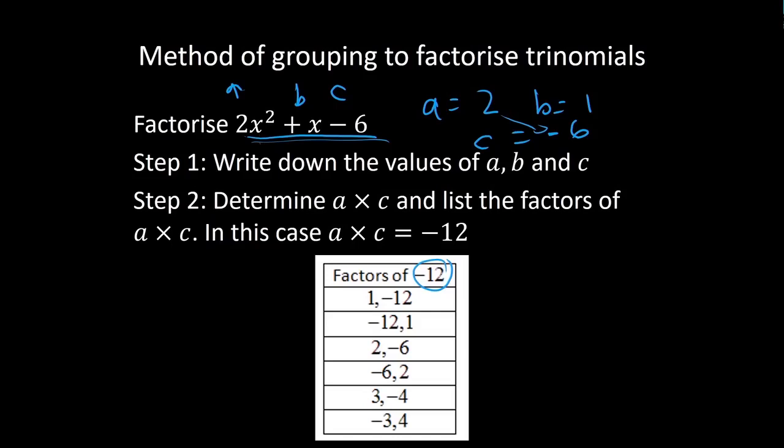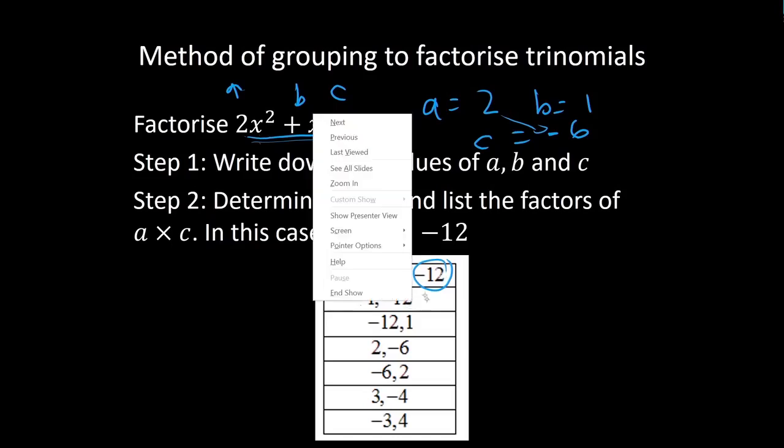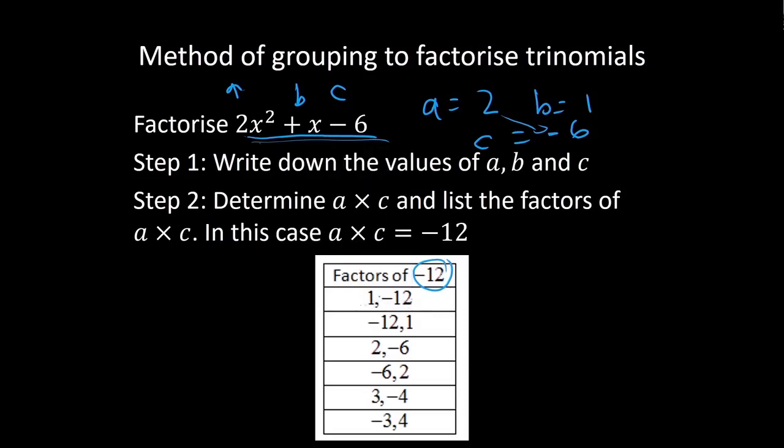This is a different method. So negative 12. Okay, what are the factors of negative 12? Well, they can be 1 and negative 12. Negative 12 times 1 gives me negative 12. It can be negative 12, well, those are the same. It could also be positive 12, negative 1. It could be 2 times negative 6, negative 6 times 2, 3 times negative 4, negative 3 times 4. So basically all I've done is I've written down all the factors that when I multiply them together, they'll give me negative 12.